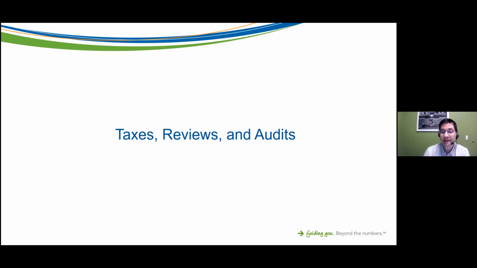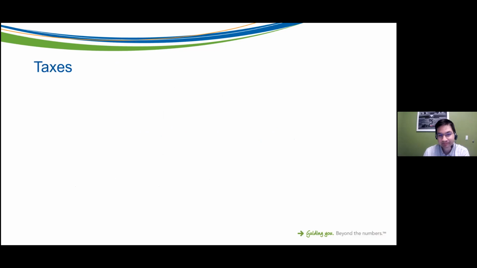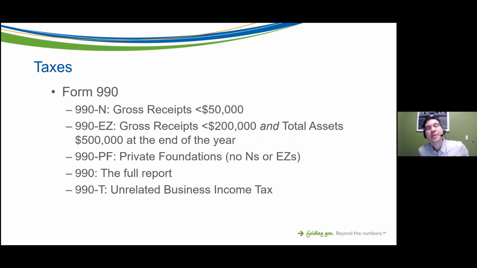So let's look at taxes, reviews, and audit. For taxes, many of you will be familiar with Form 990, and there are different Forms 990 for different thresholds. 990N is often called the postcard 990, for gross receipts under $50,000. And then from there, we have the EZ, which is gross receipts less than $200,000 and total assets of $500,000 at the end of the year.